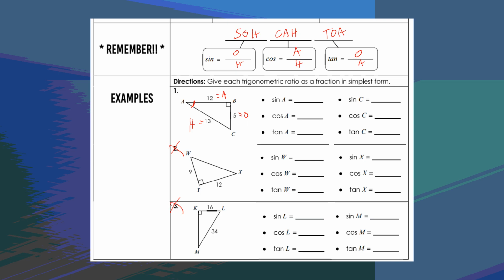So sine of A, opposite over hypotenuse, that's 5 over 13. Cosine of A, that's adjacent over hypotenuse, so that's 12 over 13. For tangent of A, it's opposite over adjacent, so 5 over 12.